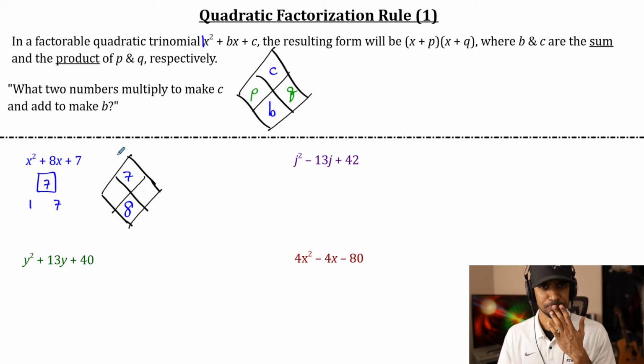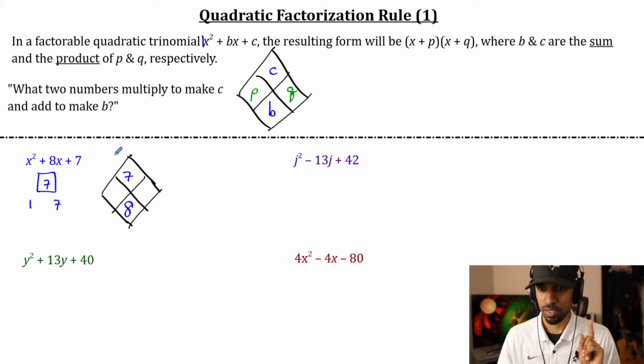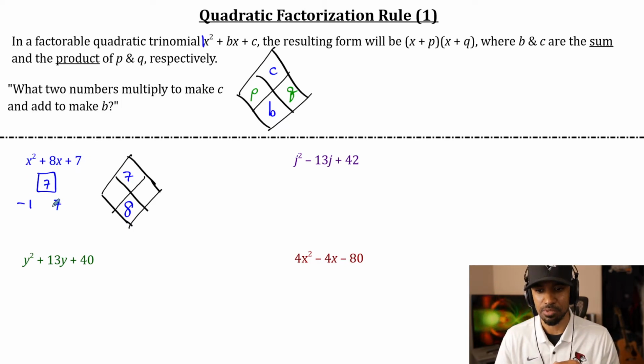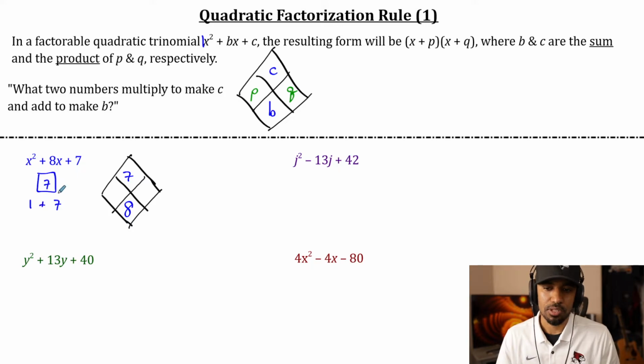What other numbers add to 8? 0 and 8, 1 and 7, 2 and 6, 3 and 5, 4 and 4. There are more sums of 8 than there are products of 7. Now, the product is positive and the sum is positive. So when we're looking for numbers that multiply to make 7 and add to make 8, 7 could also be negative 1 times negative 7. But if I add negative 1 and negative 7, I get a negative number. So we know it's not going to be negatives, it's going to be positives. 1 plus 7 also happens to give us 8, so there's really only one answer to this.